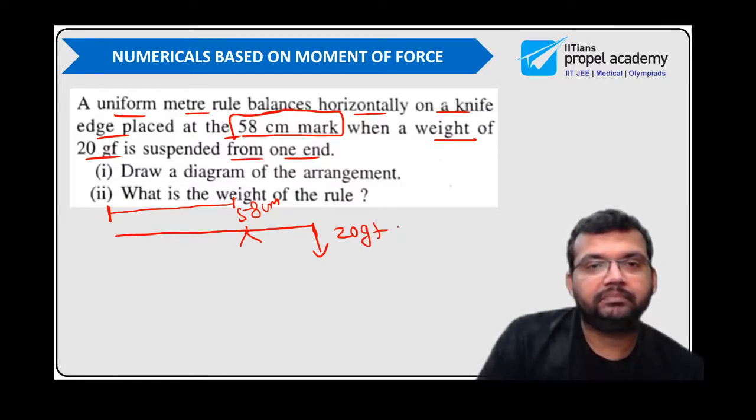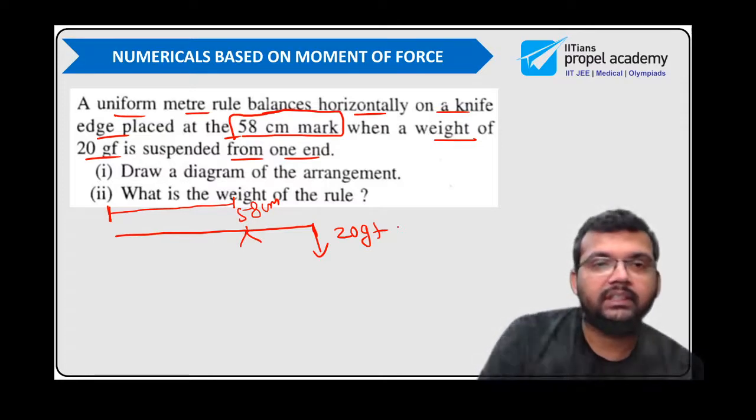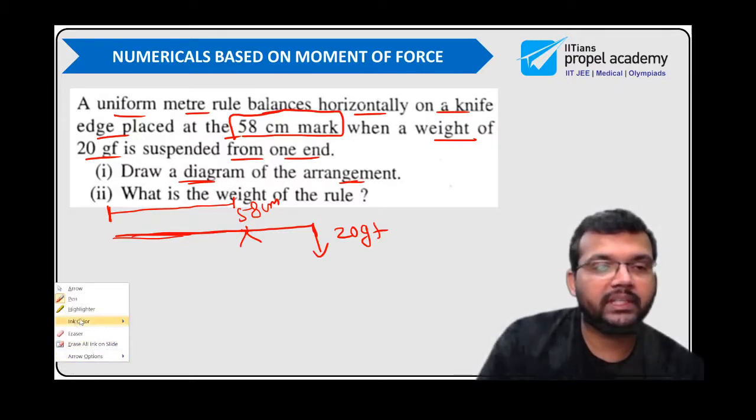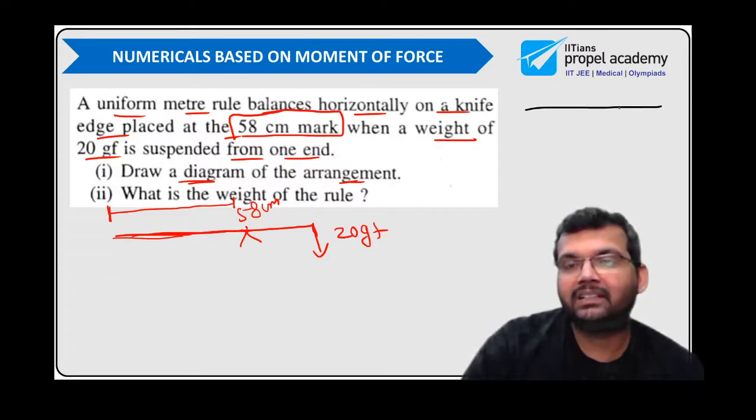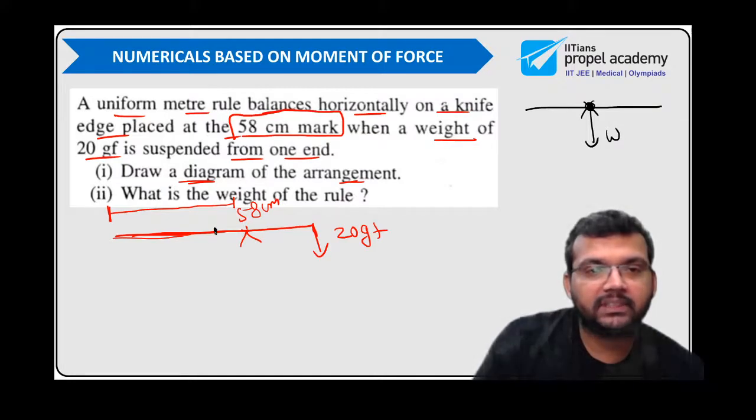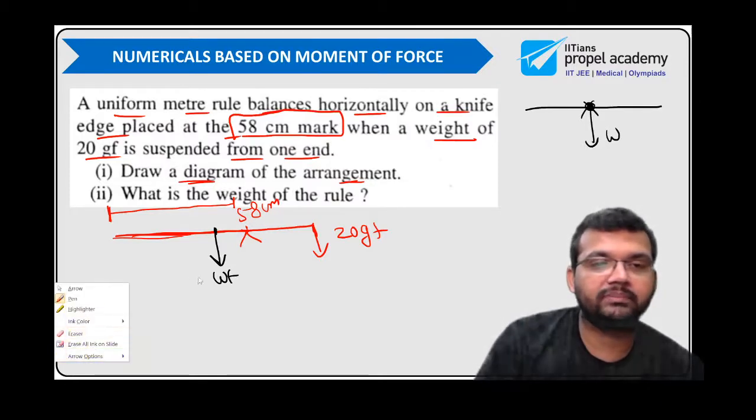So this is a diagram we can draw. Now draw a diagram of the arrangement. So this is how it looks. Now what we should know here is, if you hang a scale from the center of mass of the scale, we will have weight. Which means exactly here, from the middle of the scale, we will have the weight of the scale. Weight of the scale is a force.